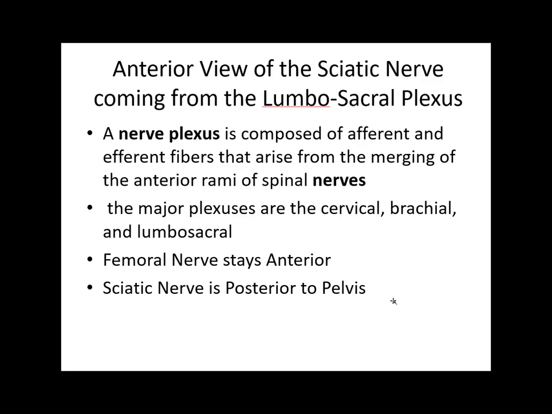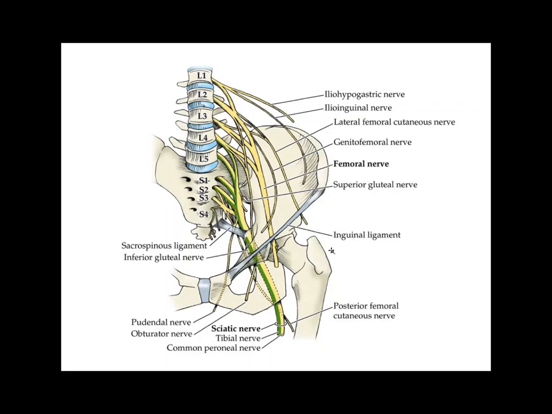And that is why all the anterior muscles of the thigh, our quadriceps muscle group, are femoral nerve innervated. The posterior or hamstring muscle group are sciatic nerve innervated. And we can kind of see this. This is an anterior view, and you can see the femoral nerve is anterior here. And then the dotted lines here are showing that the sciatic nerve runs posterior and becomes the tibial nerve and the common peroneal or the common fibular nerve.